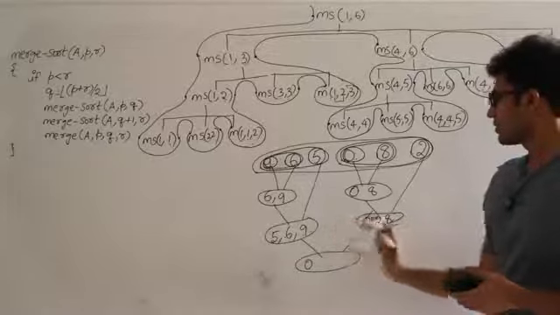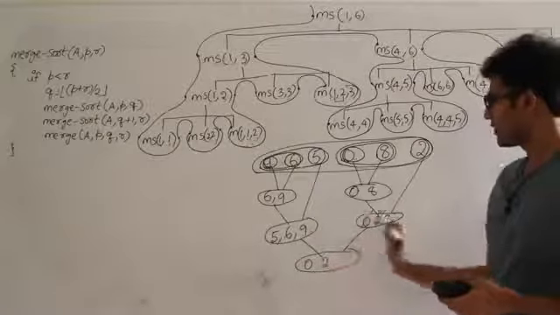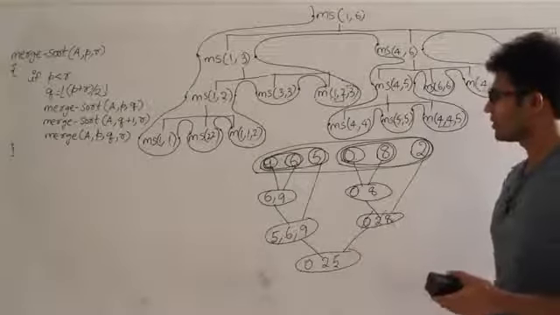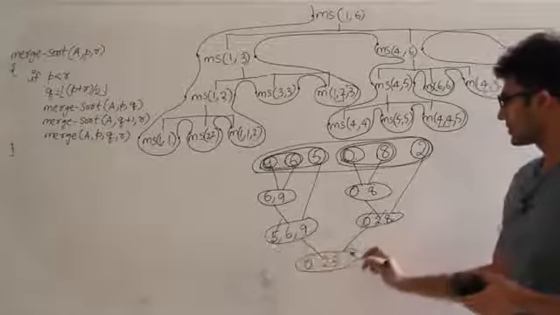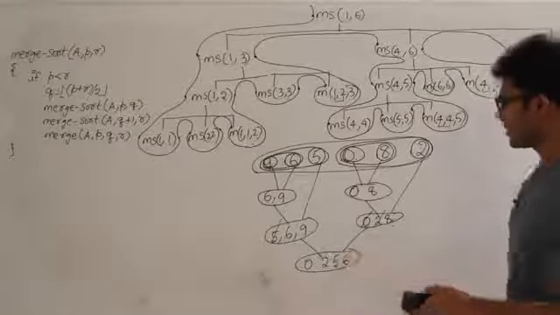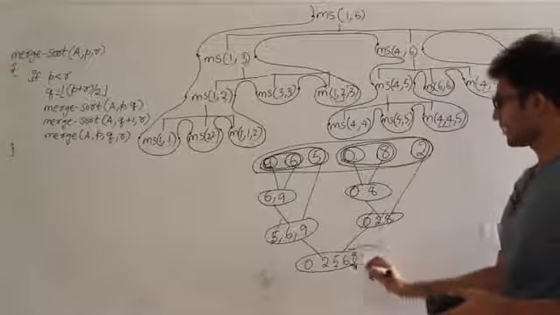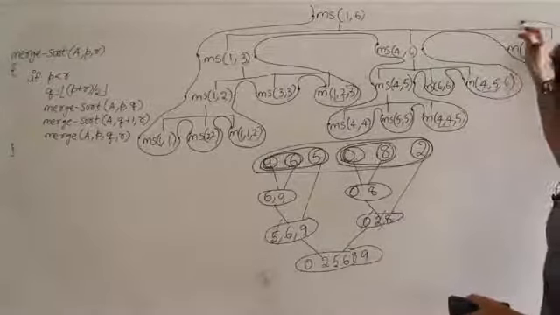And then comparing the first two elements, which one is lesser? 2 will be copied. Then 5 and 8 are compared, which one is lesser? 5, therefore 5 will be copied. Then 6 and 8, 6 will be copied, and then 8 and 9, 8 will be copied, and finally 9, right? So this is going to merge it all.